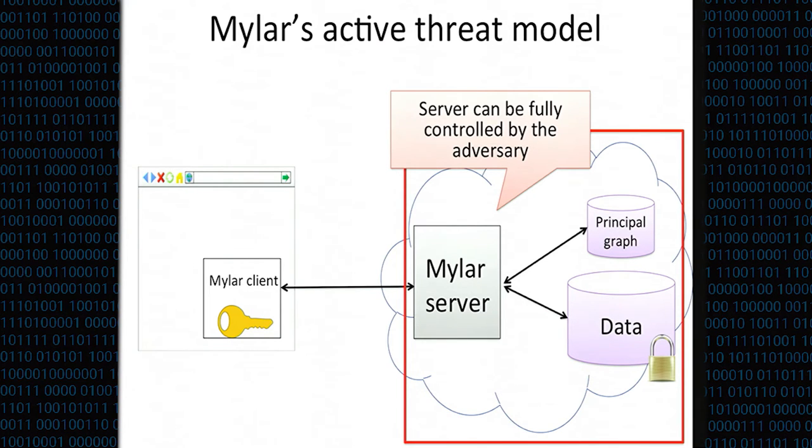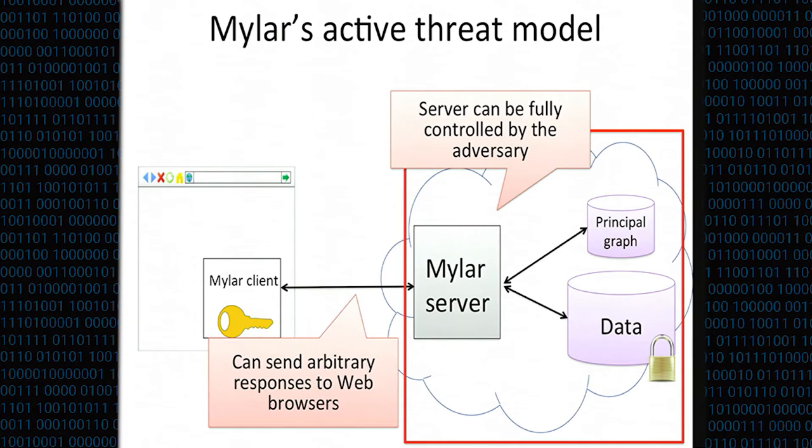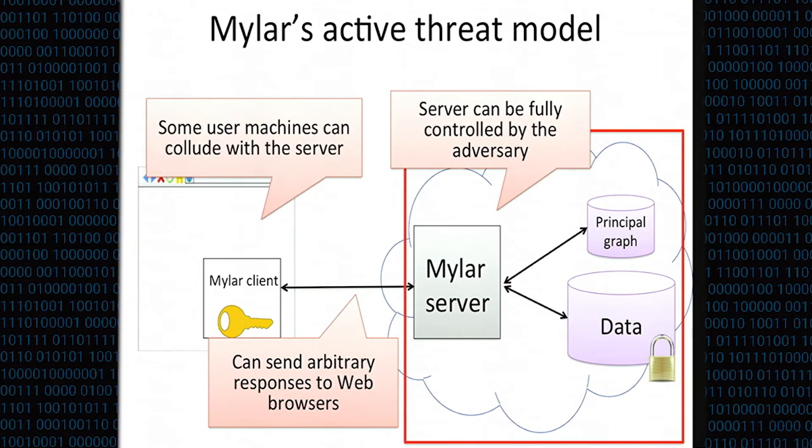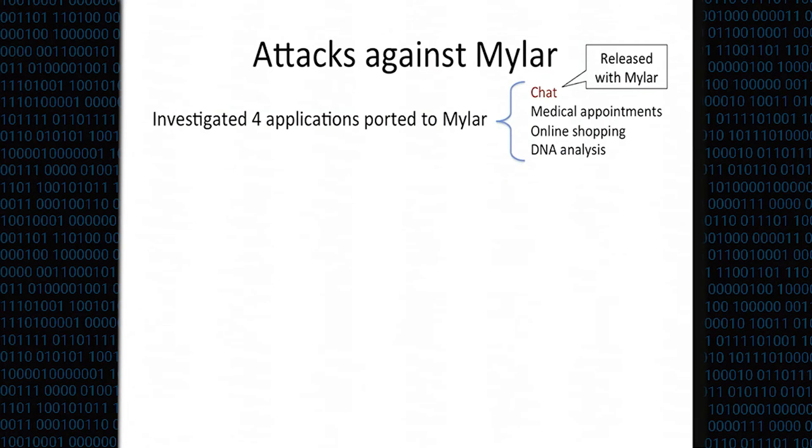In their paper, they describe some things that the attacker can do in this threat model. Again, the server can be fully controlled by the adversary. The adversary can send arbitrary responses to any request by a client. And in fact, the adversary can collude with some users as well. In this paper, we investigated some applications that both were released with Mylar, and that we ourselves ported to work on top of Mylar, according to the guidelines in their paper. And we found that several attacks were able to violate this security goal. And we demonstrate ways in which Mylar does not meet its security goal.